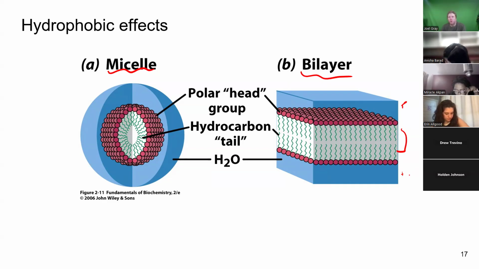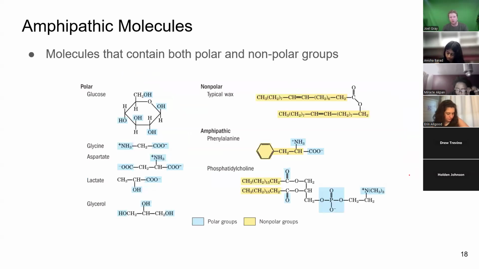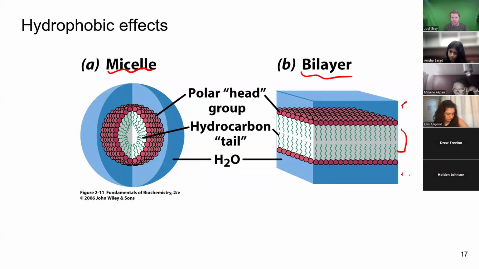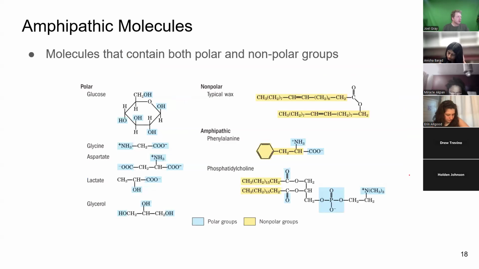Now, we don't live in a world of simply things that are polar and simply things that are nonpolar. Instead, we've got things that are a combination. A good example of that is a fatty acid. It's got a hydrocarbon tail and a polar head group. There are lots of molecules that are known as amphiphilic molecules.